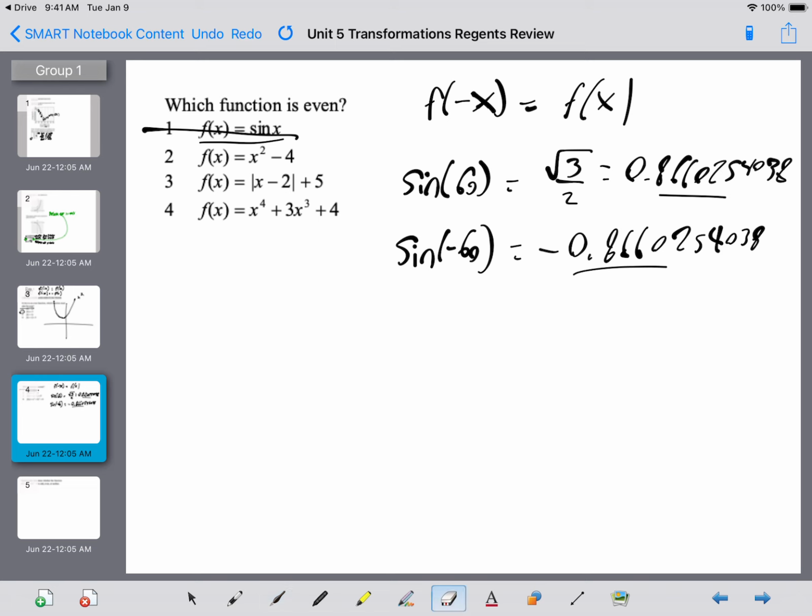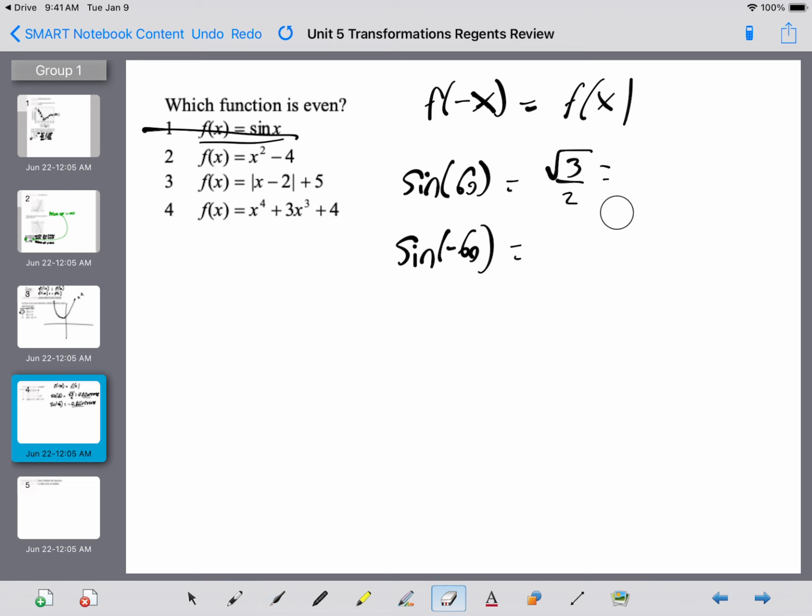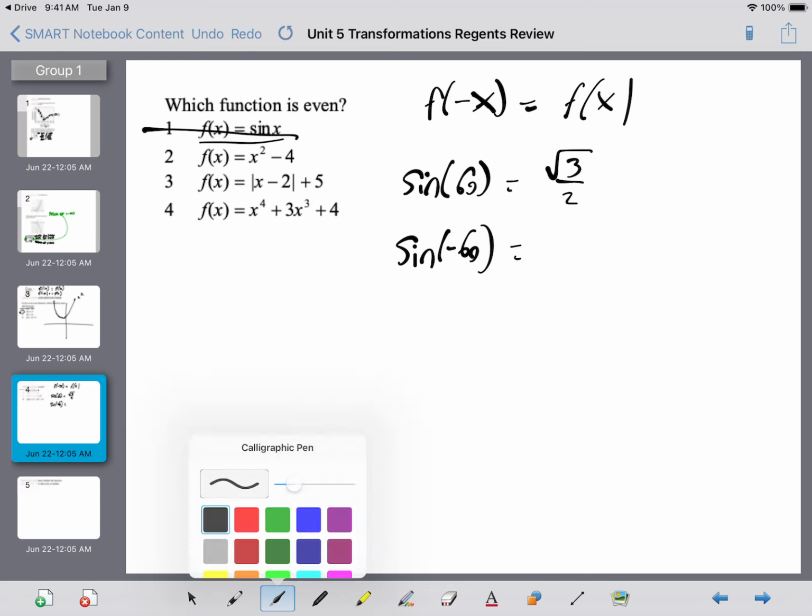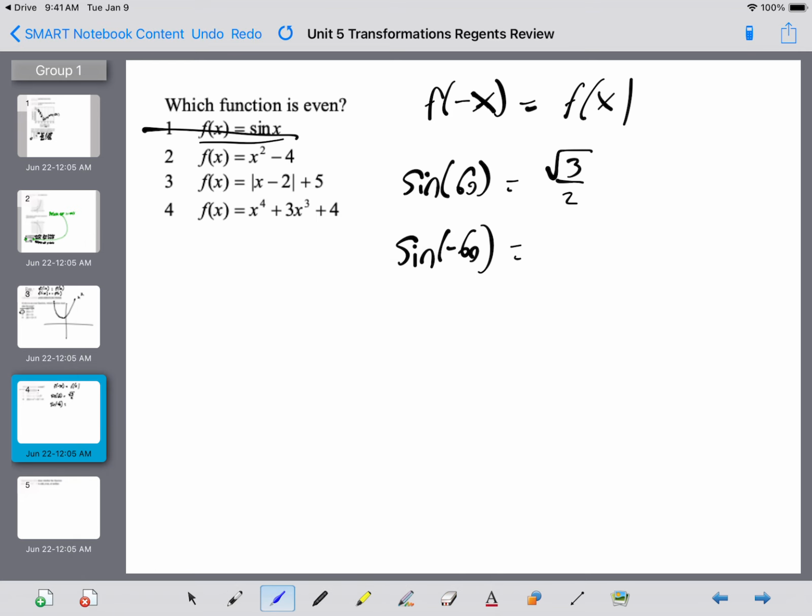By the way, quick trig review. Let's say you wanted to find that it was negative radical 3 over 2. What you would do, you would use the reference angle. So negative 60 plus 360. First you want to find the coterminal angle. You'd get 300 degrees. 300 degrees is in quadrant 4.